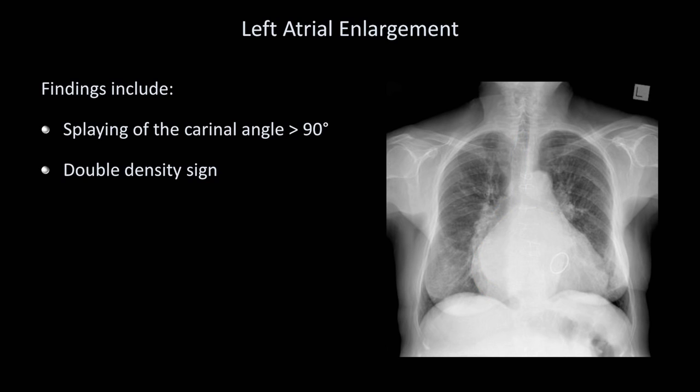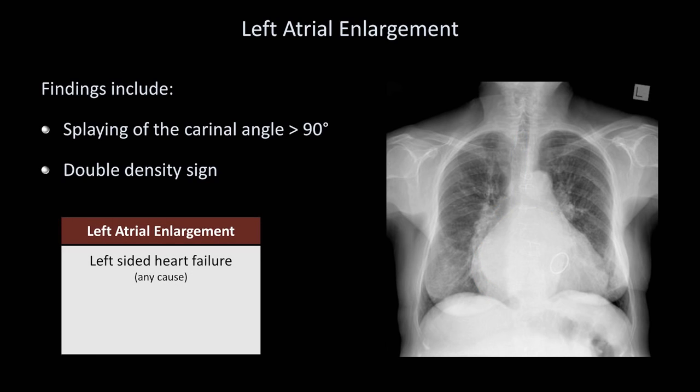Etiologies of left atrial enlargement include any cause of left-sided heart failure. Also included is mitral valve disease such as mitral stenosis, mitral regurgitation, or mitral valve prolapse. For this particular X-ray, there is a clue as to why this patient has a large left atrium.